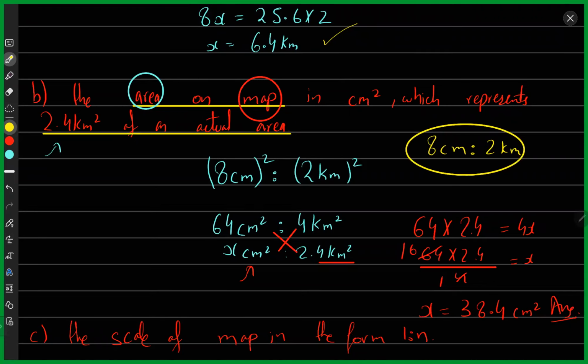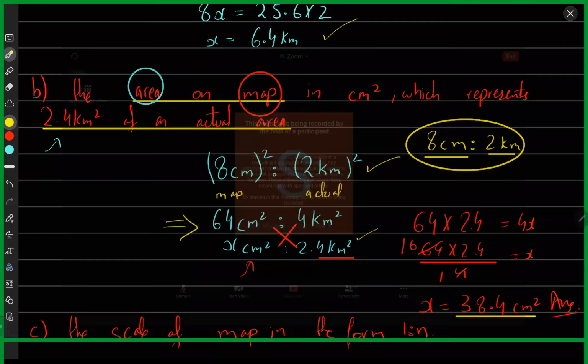In order to find areas, we need to make the standard ratio for area, and for that you're only supposed to square both sides. This is exactly what we did, and this gave me the standard ratio for areas. Now I was able to find any area on map if I had the actual area. This one is for map because it's in centimeters squared, and this one is for actual. Just by cross multiplying, I got x equals 38.4 centimeters squared. So this was the answer. Okay, the third part now.